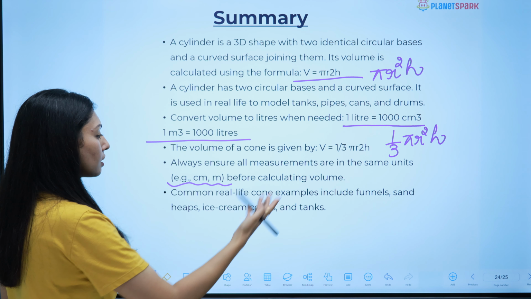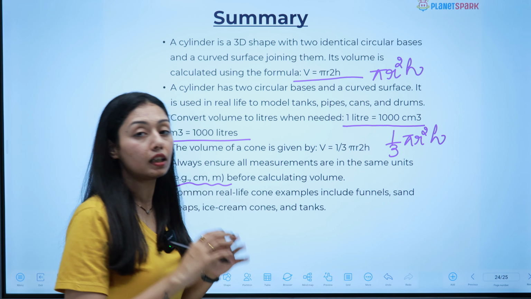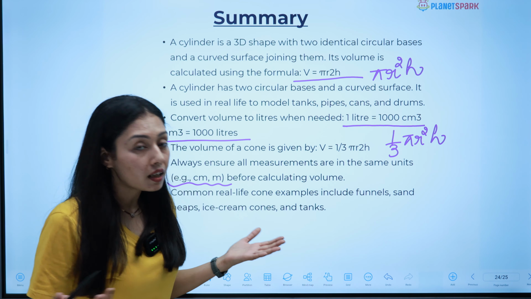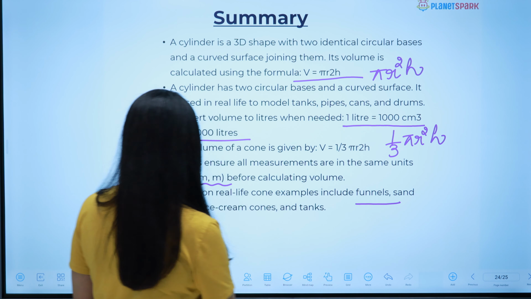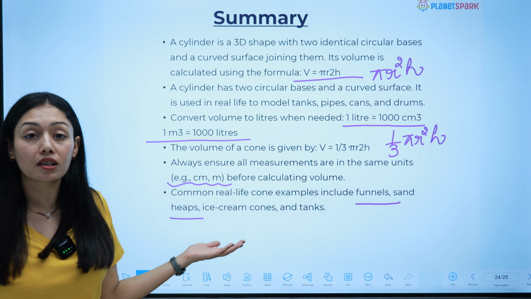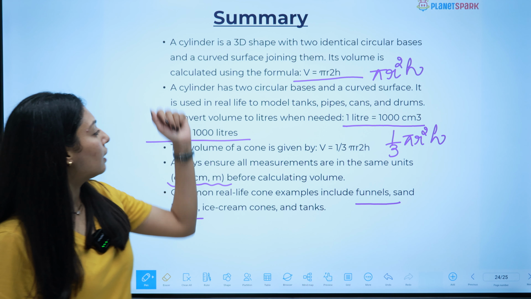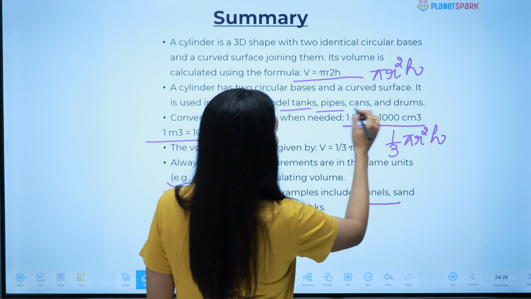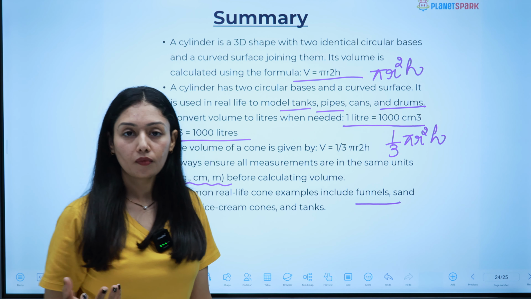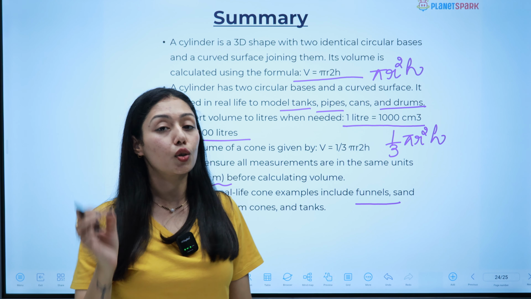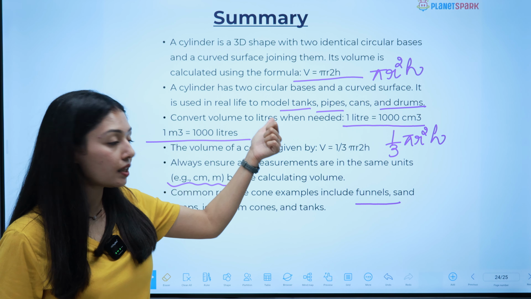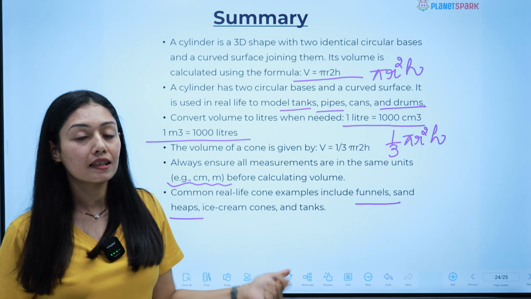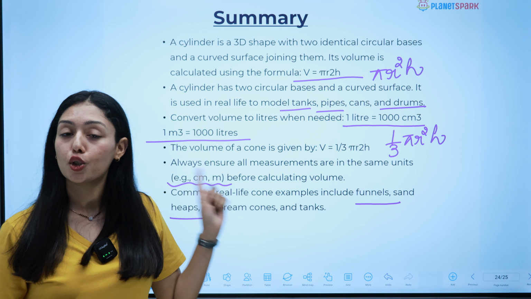And in real life, yes, where do we see examples? Rather than directly cone, there might be a tent given there, a funnel given there, or sand heaps given there, ice cream cones given there. Similarly, cylinder की जगह क्या given हो सकता है? Tanks or pipes or drums. So recognize what shape is there, use the exact formula, be careful of the units, and before writing the final answer, go back to the question once for sure.